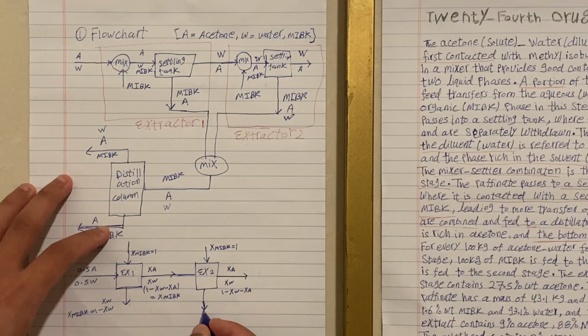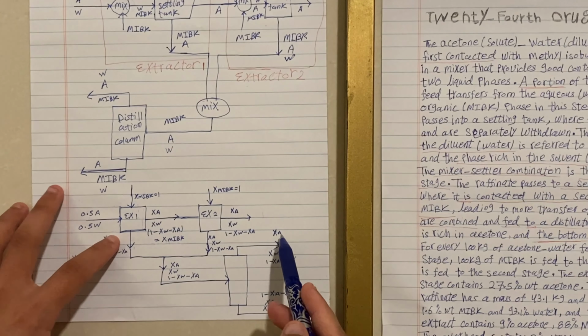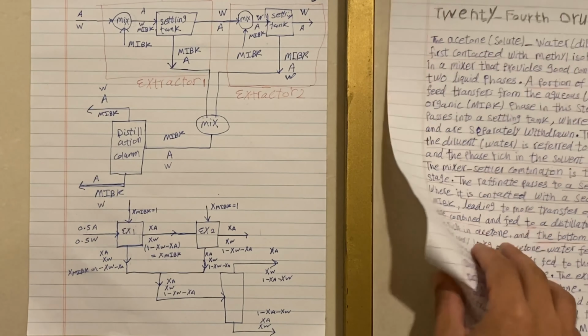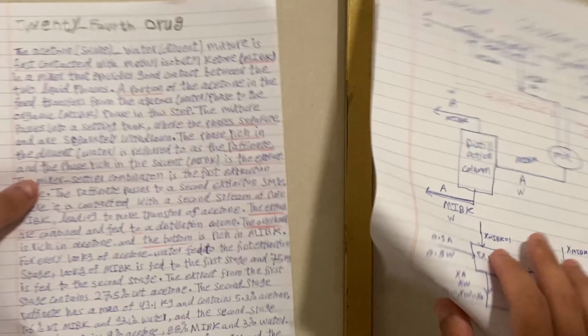This extract second and this extract first will be mixed together. They will be sent to a distillation column. The overhead will have XA, XW, and the remaining will be XMIBK. The same composition will be in the bottom stream. Going back to the problem statement to write every single piece of information we have.